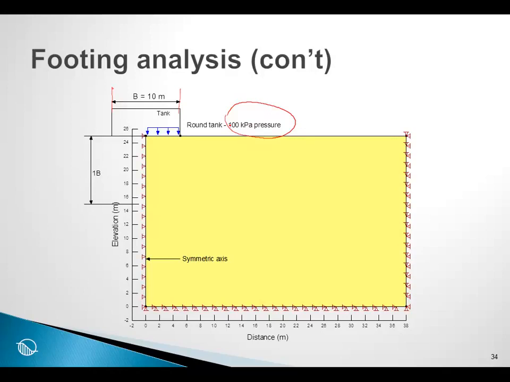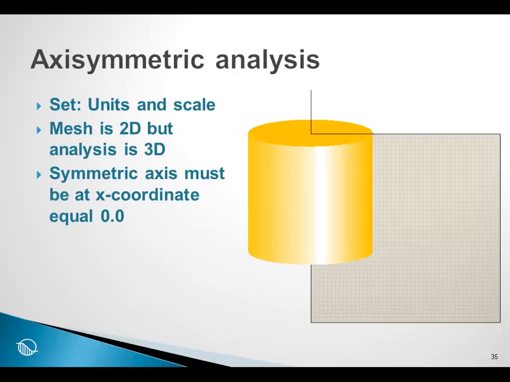Now, SIGMA/W can handle an axisymmetric analysis in that what we are really doing is a three-dimensional analysis, but the finite element mesh is a 2D mesh. However, we are doing a 3D type of analysis. It is important when you select an axisymmetric type of analysis that the central symmetric axis must be at x equal to 0.